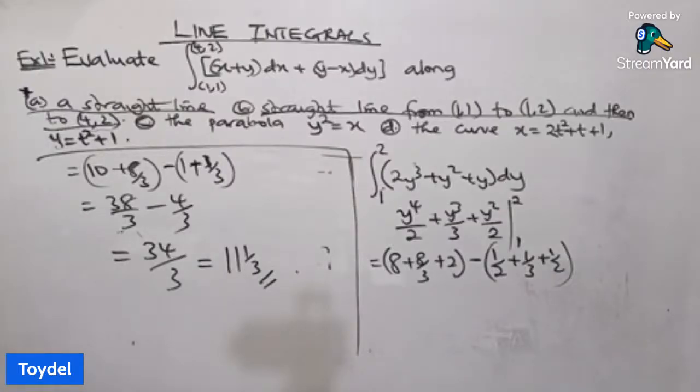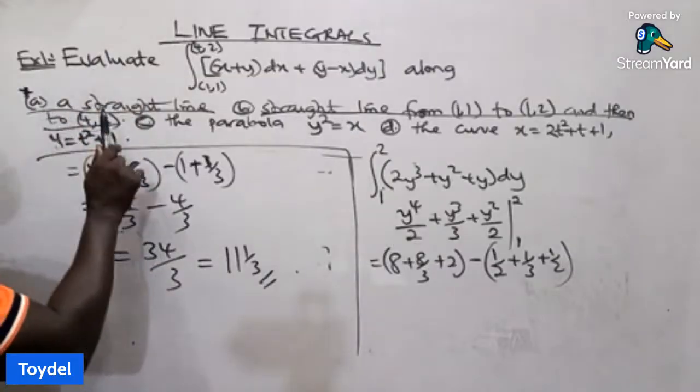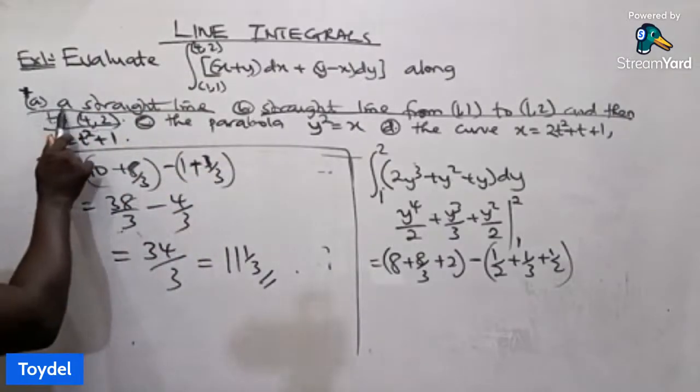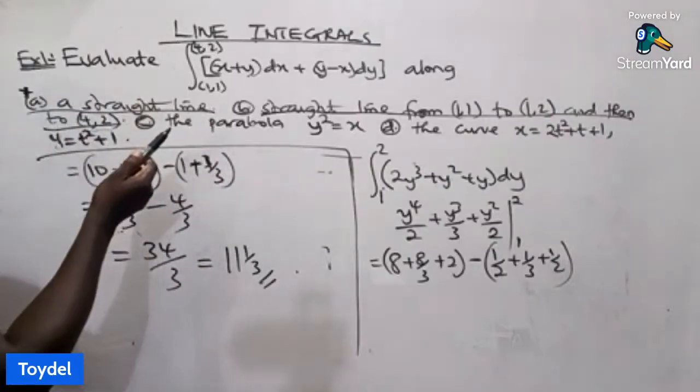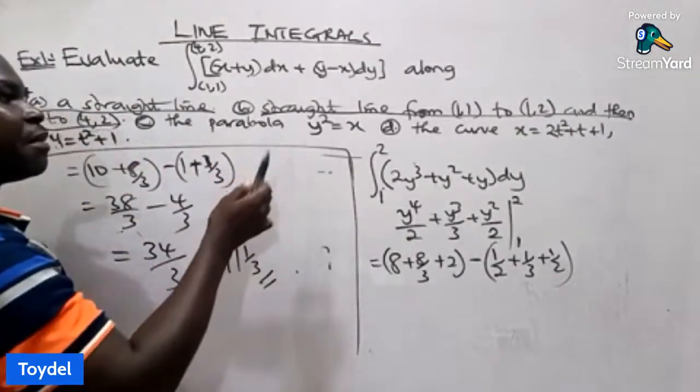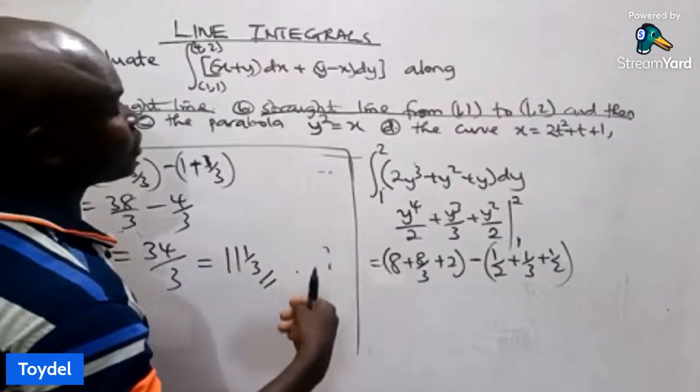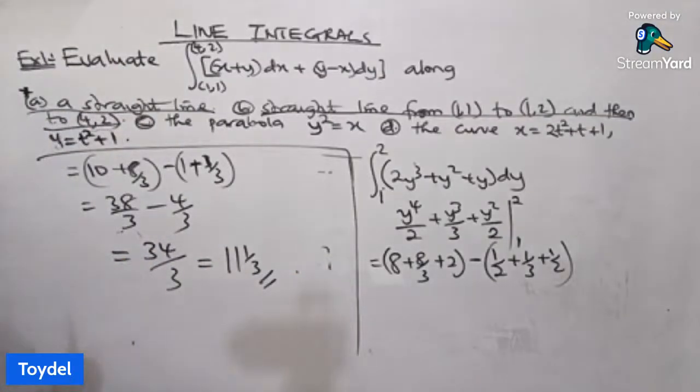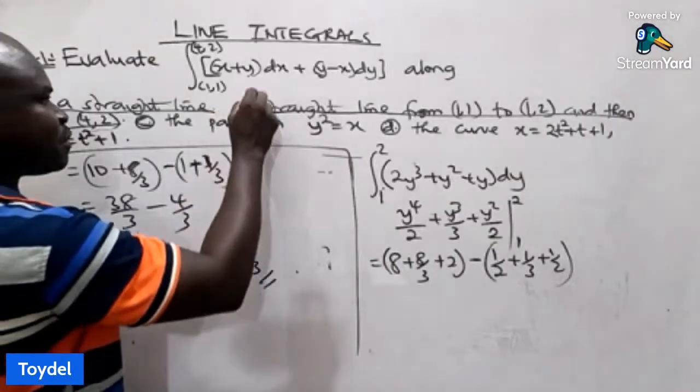That is what we are going to get. So we want to evaluate this line integral along 4 different paths. The first one, along a straight line, you have gotten the value of that. The second one, along a straight line, but that is divided into 2. You can check my video on line integrals. Check the properties. Under the properties, you realize that it is possible to get this.